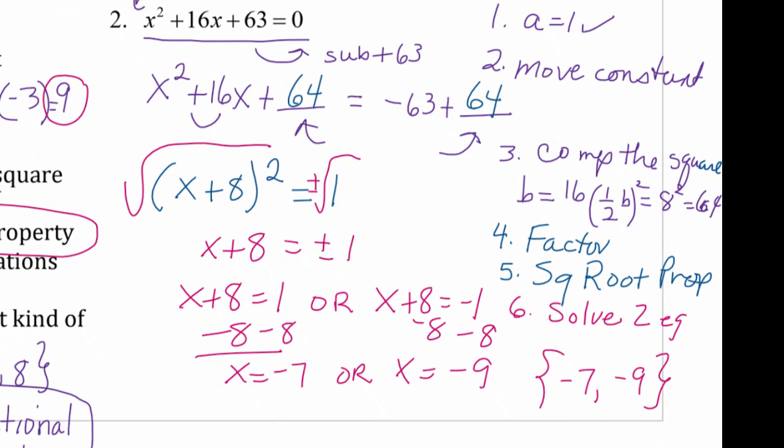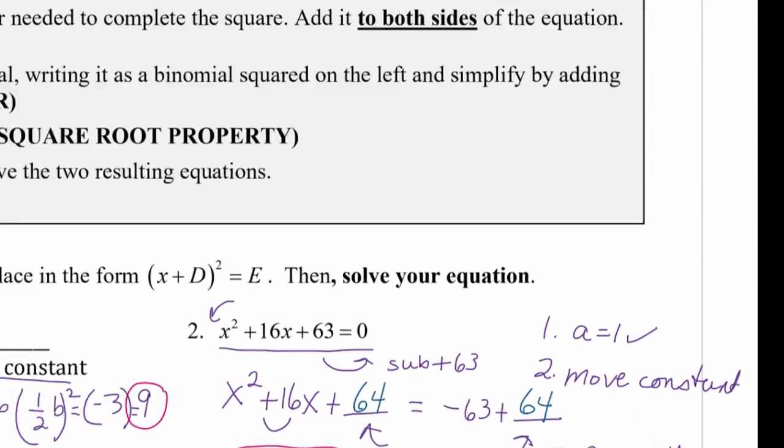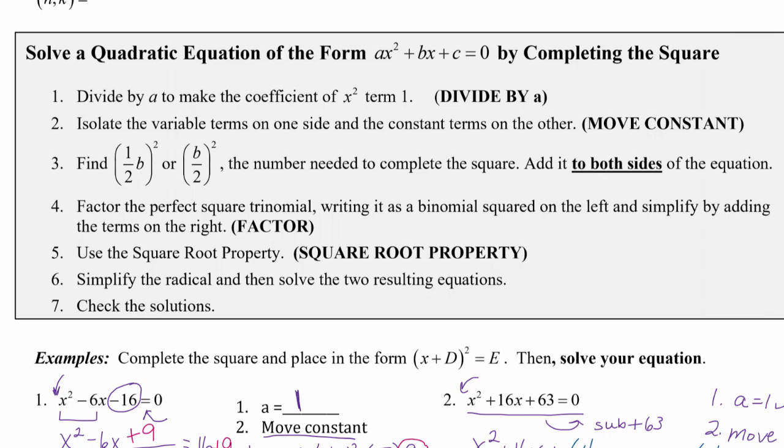What kind of numbers are those? If you said rational, you're absolutely right. Two rational solutions. Excellent. Let's go up to the box so that we can go over those steps again. Okay. So here are the steps for solving a quadratic equation in standard form. You see it? There's our standard form quadratic by completing the square.